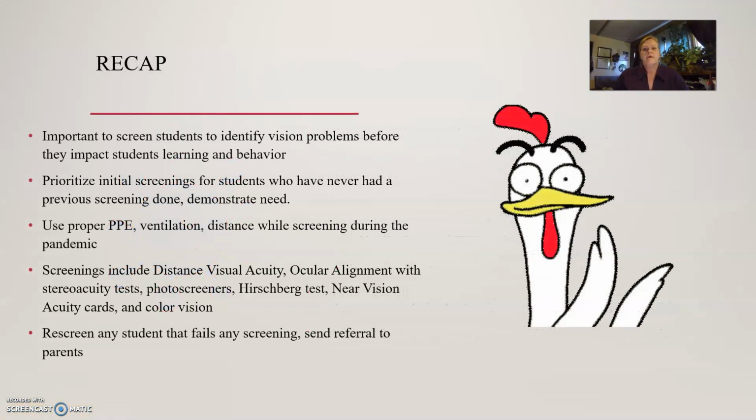Just to recap, it's important to screen the students that are new and to try to help identify vision problems before they impact their learning and behavior. Use proper PPE, ventilation, and distance. Screenings can include distance visual acuity, ocular alignment with stereo acuity tests, photo screeners, Hirschberg test, near vision acuity, and color vision. And we would want to rescreen any student 2 weeks after and then send a notice home with the student if they don't pass.